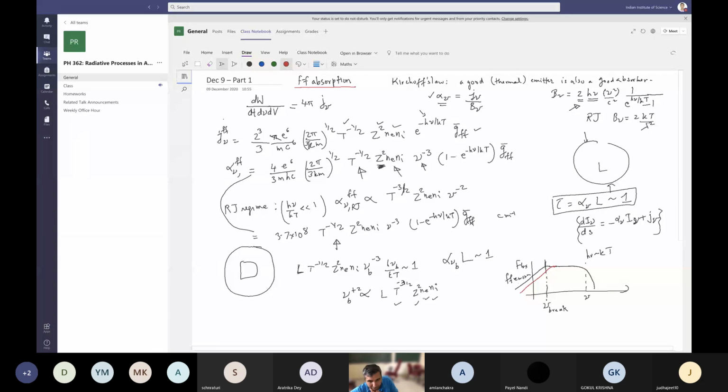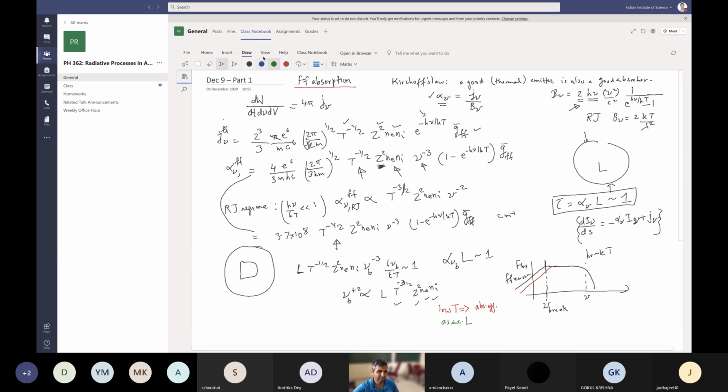Similarly, if my temperature is low, a low temperature plasma emits very efficiently from bremsstrahlung. It also absorbs efficiently. So if your T is small, this is big, nu break is high. So making your temperature low has the same effect as increasing the size of the column.